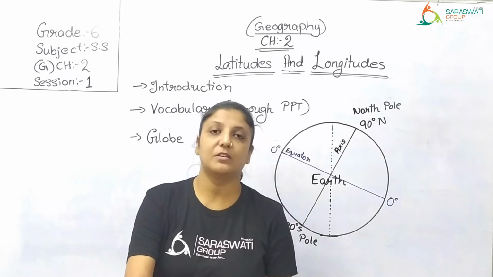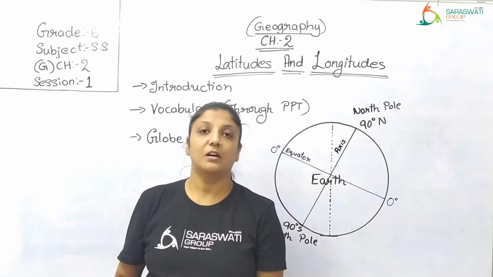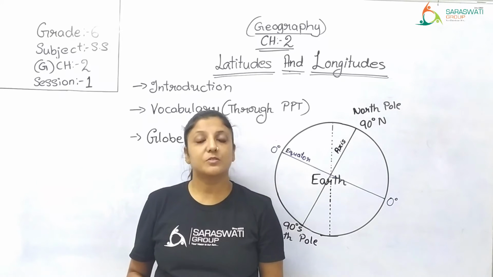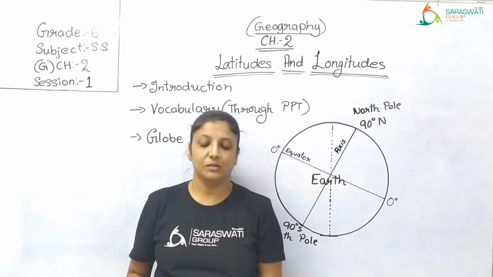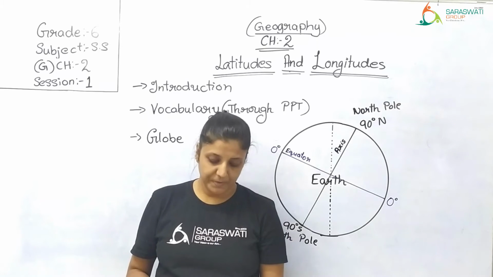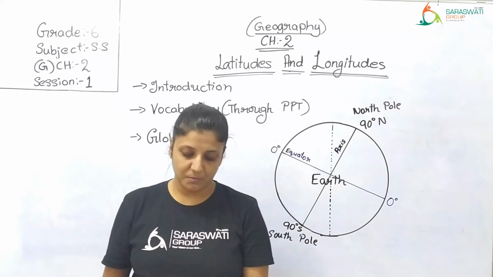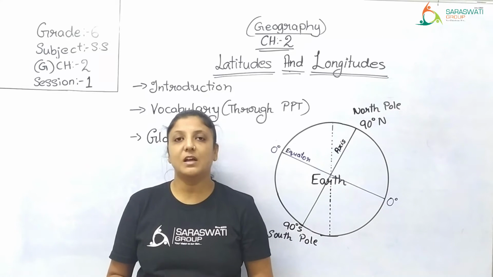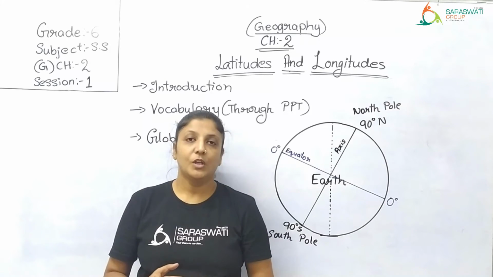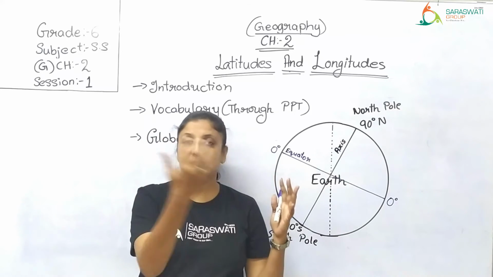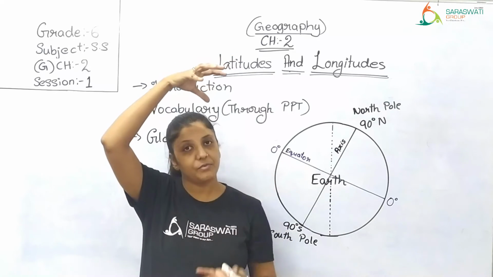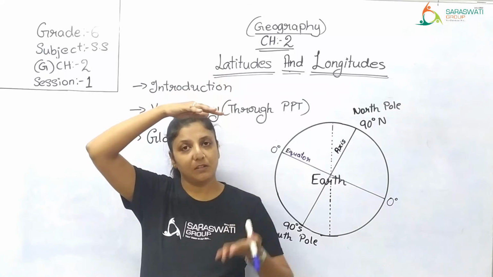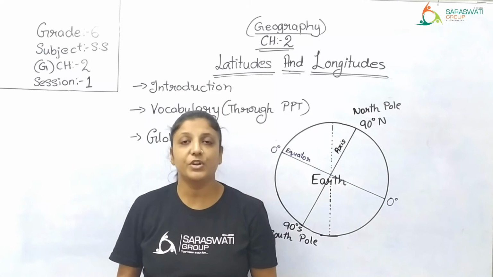And the first topic that you are going to learn in this is a globe. What is a globe? A small model of the earth is called a globe. So a globe is a three-dimensional model of the earth. Three-dimensional. How is it three-dimensional? You can see it from the sides, from the top and from the bottom. So it is three-dimensional.